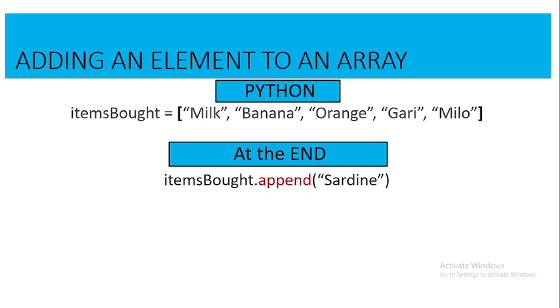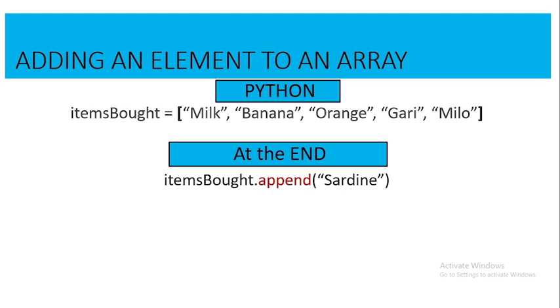Python has a special method, which is dot append. The dot append method lets you insert the new element at the end of the array. You write items dot append, then open bracket, then the element, for example butter, then we close it with the close bracket.